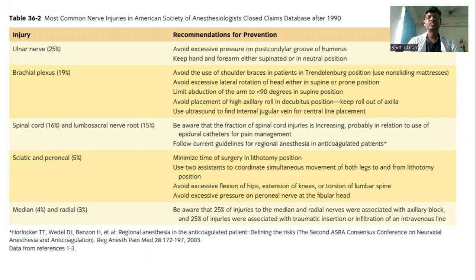Median and radial nerve injury. To avoid this, be aware that 25% of injuries to the median and radial nerves were associated with axillary block, and 25% of the injuries were associated with traumatic insertion or infiltration of an intravenous line.